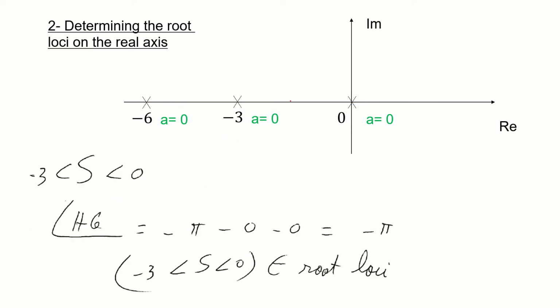The second part is to take a test point s which is here between minus 3 and 0, and we will also compute the same angle. So this is s minus s1, and the angle of it is pi or minus pi. S plus 3 is this vector with an angle of 0, and s plus 6 is this vector with an angle of 0 also. So the total angle is equal to minus pi, and we can conclude that the branch from minus 3 till 0 belongs to the root loci.